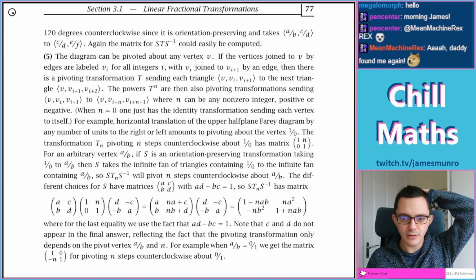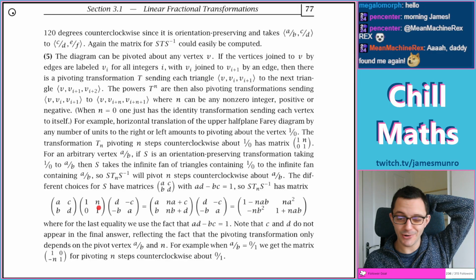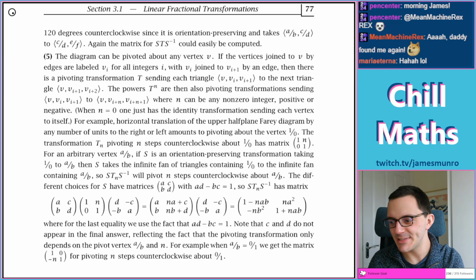Fine, okay. N steps clockwise. Let's just do that one and then transform it forwards and backwards. Yes, off we go. And that is a matrix that we've seen before. Or is it the transpose of a matrix we've seen before? It's not quite a matrix we've seen before. It's one of my shear ones, isn't it? Good times.